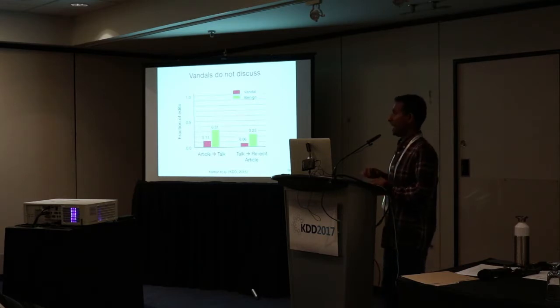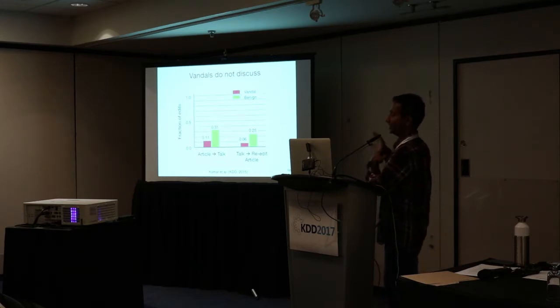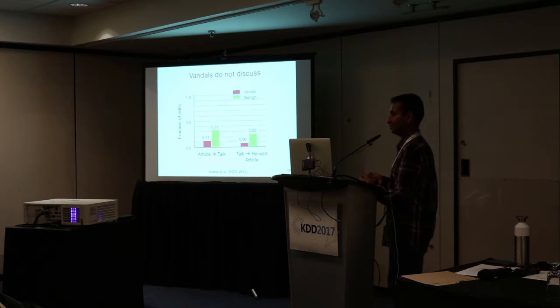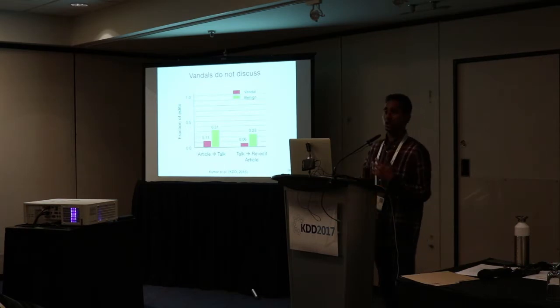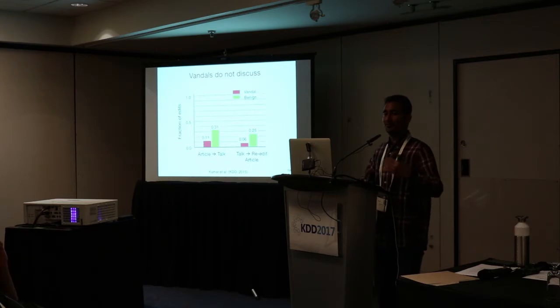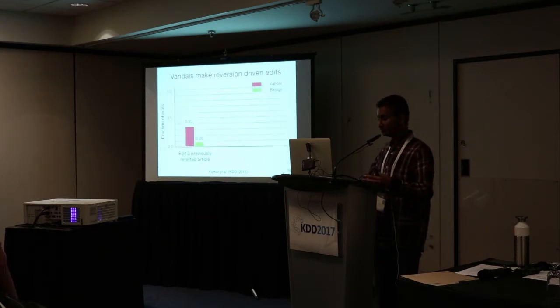And after this discussion happens, they come and re-edit this article page. 25% of the benign users do that, but only 6% of the vandals do it, which essentially means overall vandals are not very involved in discussion, but they rather just go and make random edits on the Wikipedia page.